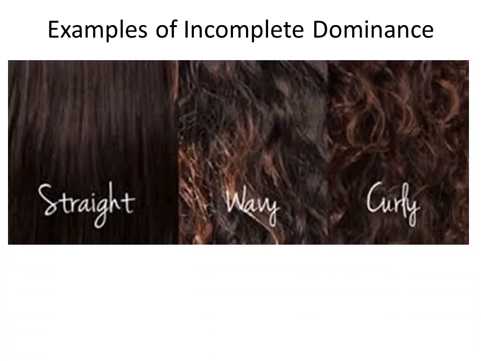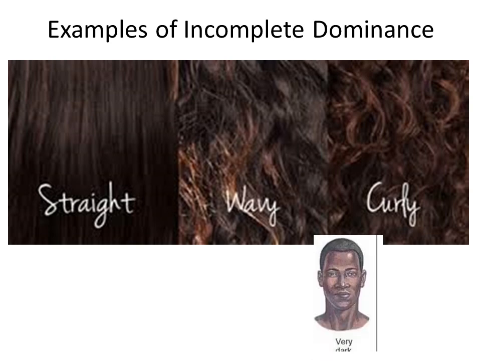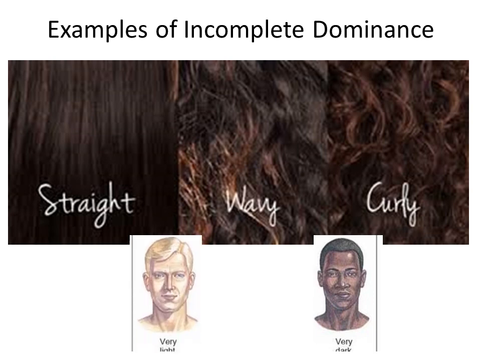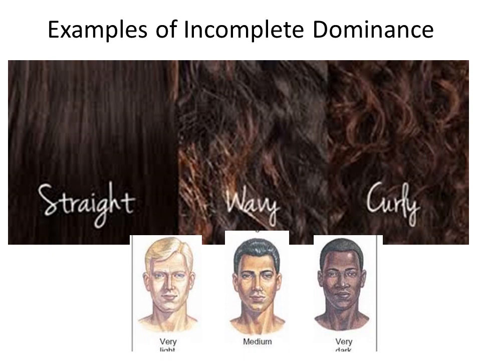Other examples of incomplete dominance. In humans, we have the hair. We have straight hair and curly hair. In between, you have wavy hair. Another is the skin color. If you have here a very dark color, very light, in the middle we have a medium or brown.